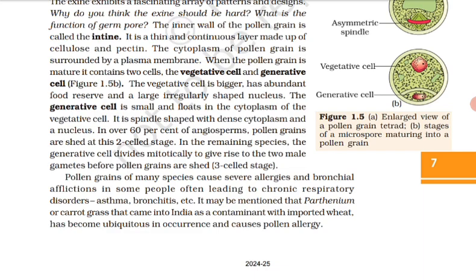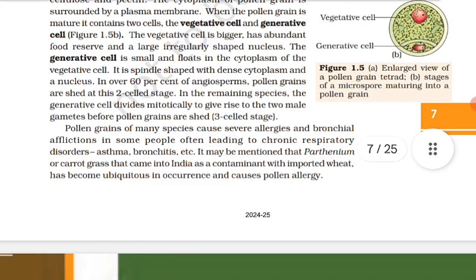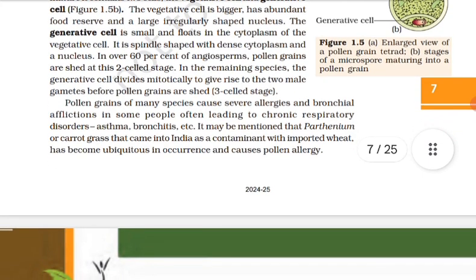Pollen grain exine has prominent apertures called germ pores where sporopollenin is absent. यहाँ पे नहीं होता है sporopollenin. कहाँ पे? germ pore पे. ठीक है. Pollen grains are well preserved as fossils because of the presence of sporopollenin.